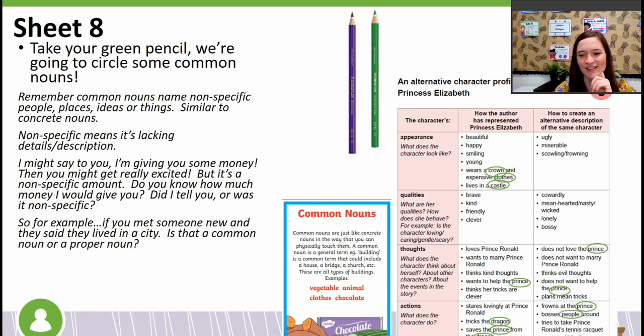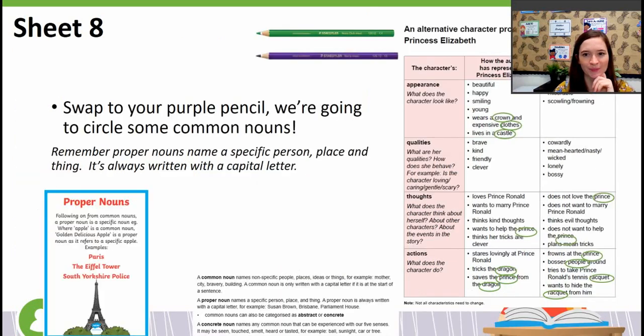Okay, so I'll just circle. I've got prince, people, racket. Okay, so if this is a bit tricky, that's okay because this is new to us. Alright, now we're going to swap. We're going to put down the green pencil and we're going to take our purple pencil. This should be a lot easier.